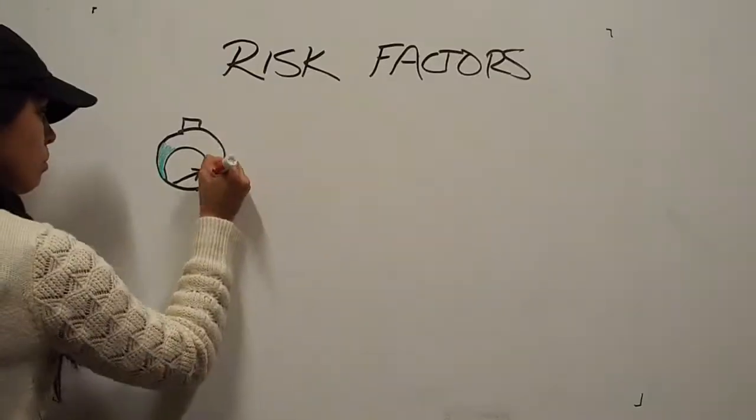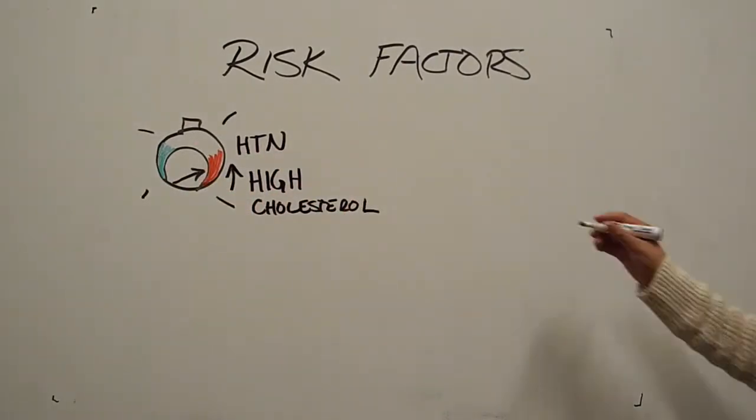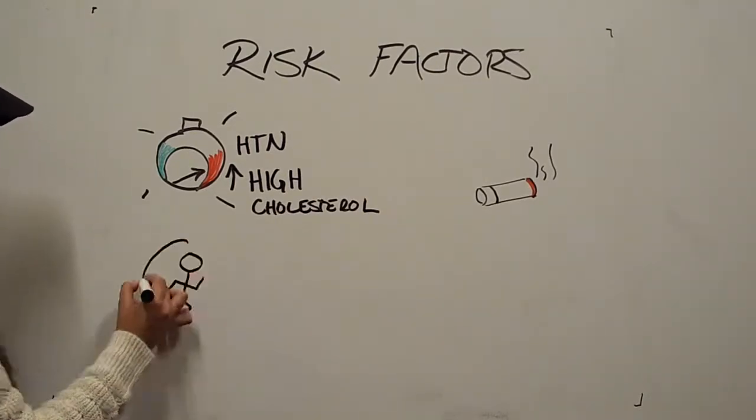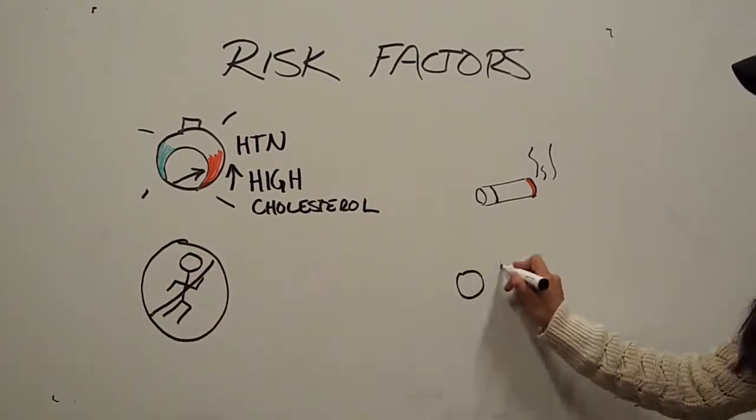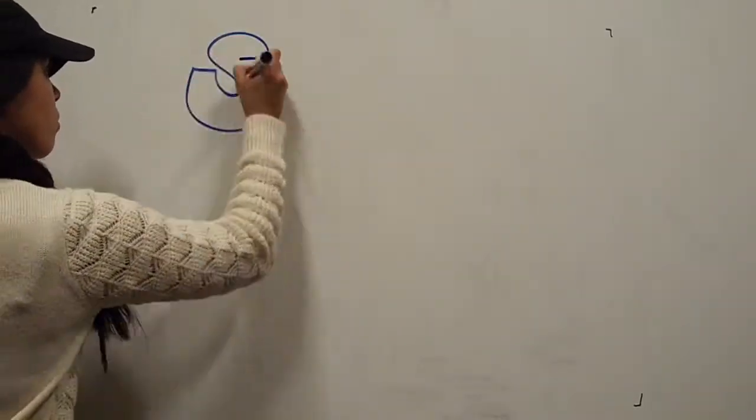Strokes are the fifth leading cause of death in the United States. Risk factors that can lead to strokes include hypertension and high cholesterol. Smoking, a lack of activity, along with obesity increases a patient's chance for a stroke. Strokes are more common in patients who smoke, are over the age of 50, and have a history of a previous stroke. African American males are at a higher risk for a stroke.